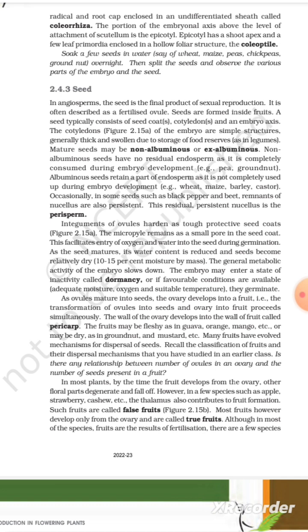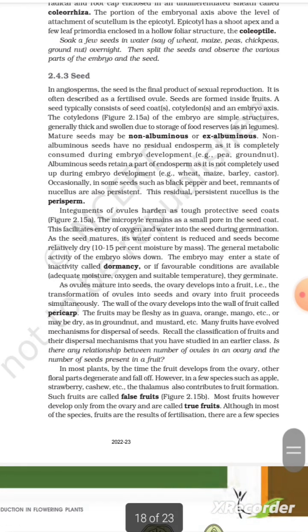In most plants, by the time the fruit develops from the ovary, other floral parts degenerate and fall off. However, in a few species such as apple, strawberry, cashew, etc., the thalamus also contributes to fruit formation. Such fruits are called false fruits. Figure 2.15b. Most fruits, however, develop only from the ovary and are called true fruits.